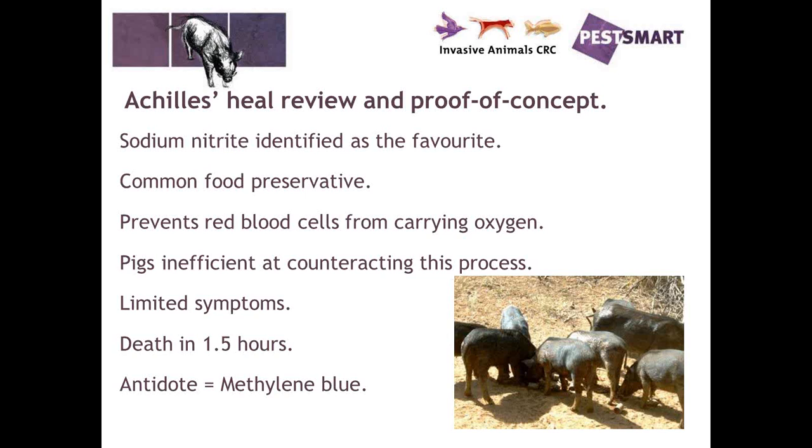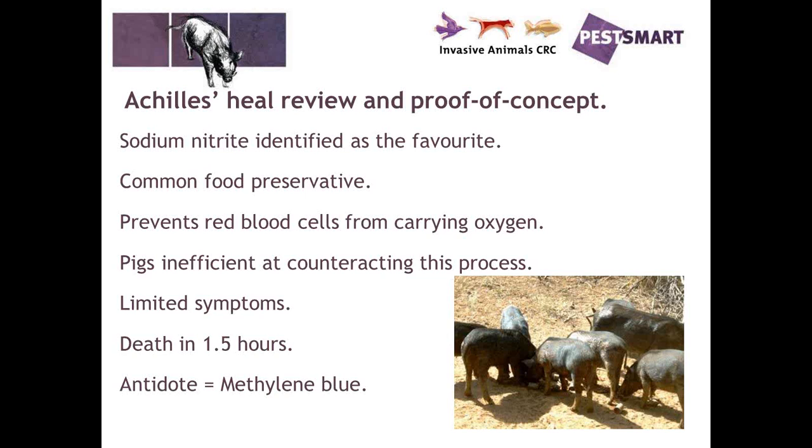Well, it was actually Brennan Cowled who did an Achilles heel review of potential alternate toxins on feral pigs, looking at toxins and weaknesses in feral pigs, as part of his PhD. He found that sodium nitrite was quite a target to the methemoglobin levels in feral pigs, and they're susceptible to that mode of action. Sodium nitrite is a common food preservative, so there's quite a lot of information available on the toxin itself. And as mentioned, it prevents the red blood cells from carrying oxygen throughout the body.